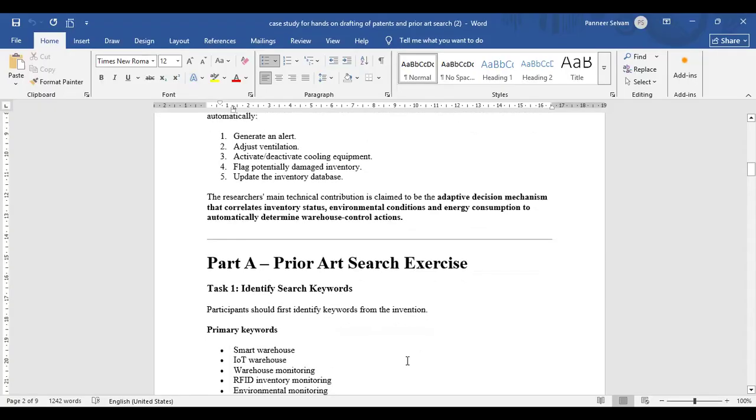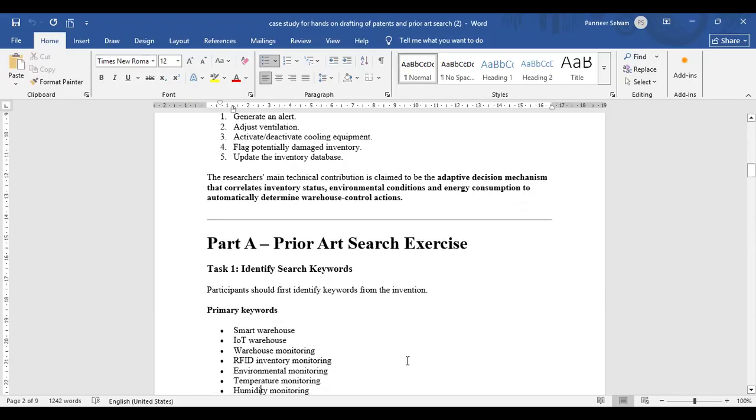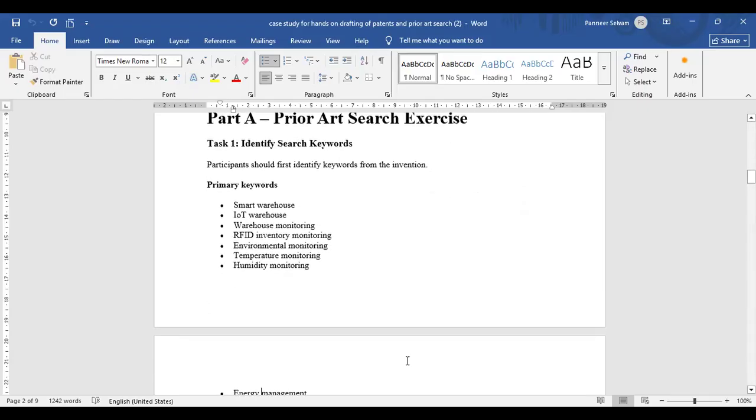So with this problem introduction, now we will move on to the basic hands-on exercise. The first one is the prior art search exercise. Let us now move to the first practical activity, prior art searching. Before drafting a patent application, participants must understand what has already been disclosed in the relevant technical field.